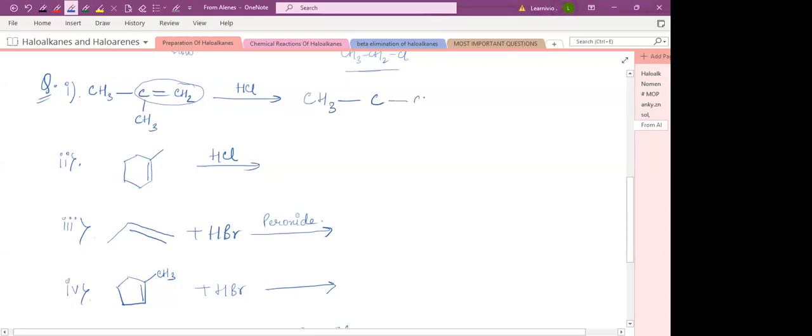Right. So this hydrogen will go to that carbon which has more number of hydrogen atoms, right? So more number of substituents according to the Markovnikov rule. So it will be CH3. And here the substituent as it is, and here the chlorine group will be attached, right? So this is your final answer. 2-chloro-2-methylpropane.